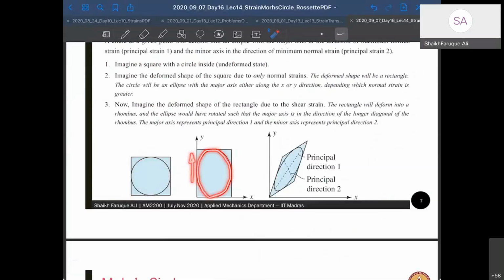Now in this ellipse, what are your principal directions? The principal directions are the center lines. Is somebody asking any question here? Sorry. But if you have shear as well as elongation both together, then this is one of the principal directions and that is the other principal direction. So this is the maximum principal axis and this is the minimum principal axis, which are your maximum and minimum principal strains.